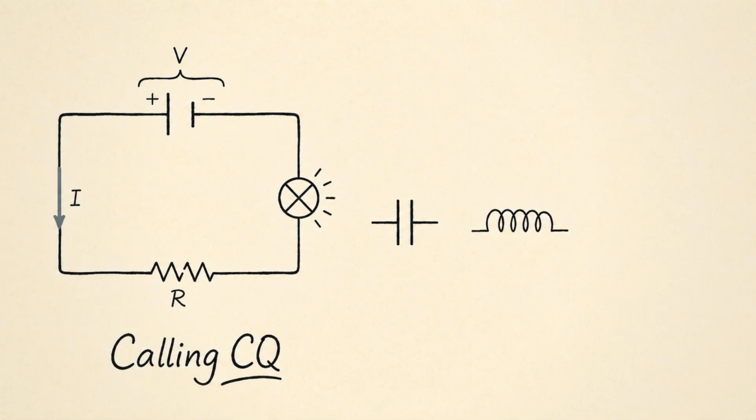But a radio needs more than a resistor. In the next episode, capacitors and inductors show how a receiver can favor one signal while the others fade into the background.